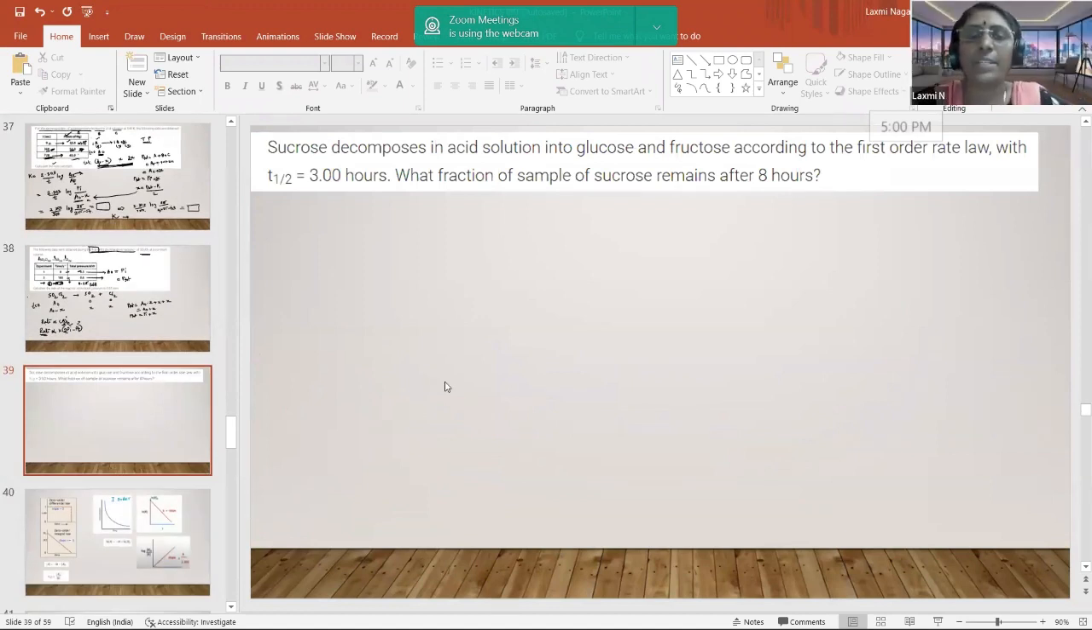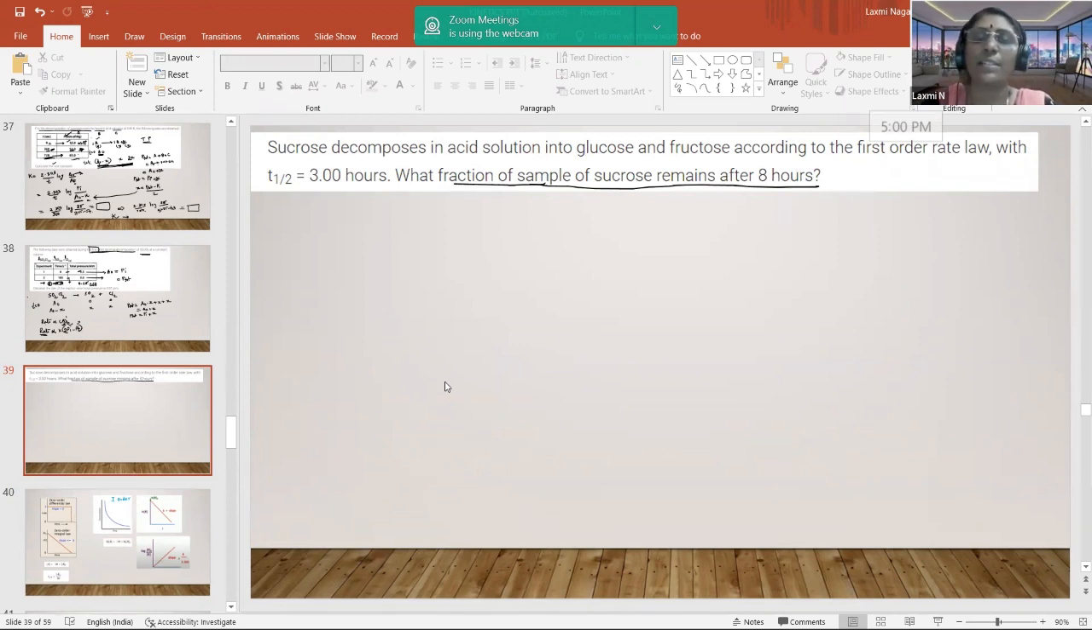This is another question which is frequently asked in the board examination. It's an NCERT question only. Similar question with respect to phosphine. I think we had one question. One big paragraph question used to be there in chemical kinetics. So what fraction of the sample of sucrose remains after 8 hours?